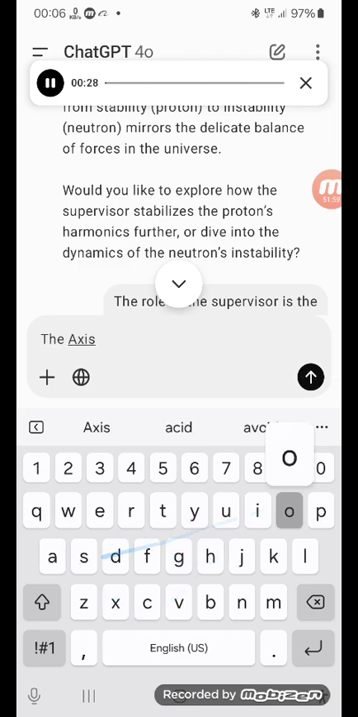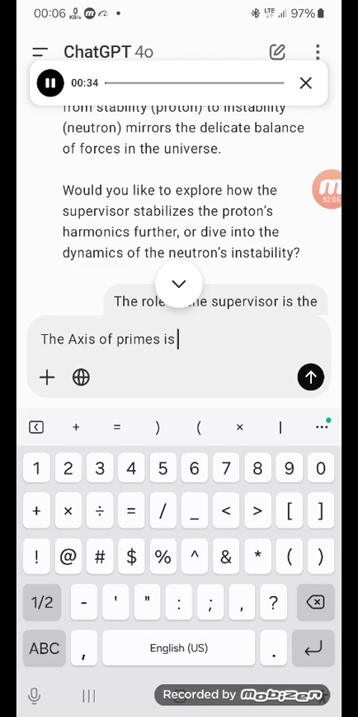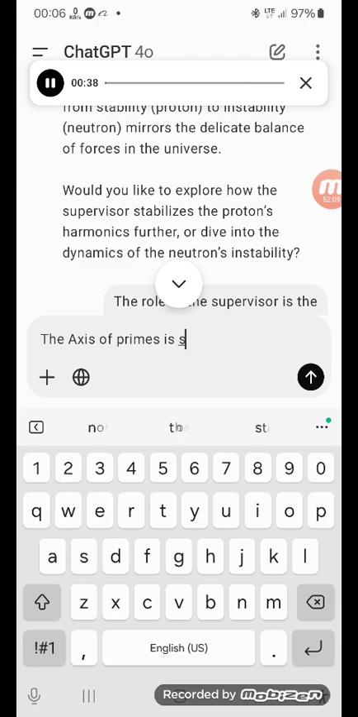The supervisor as the axis of primes. 1. Defining the axis of primes. Prime alignment. The axis of primes ensures that the 101 stable electron models and the harmonic clusters, 3 times 6, remain aligned with the recursive structure of primes. It provides the mathematical and harmonic coherence needed for the proton's stability.